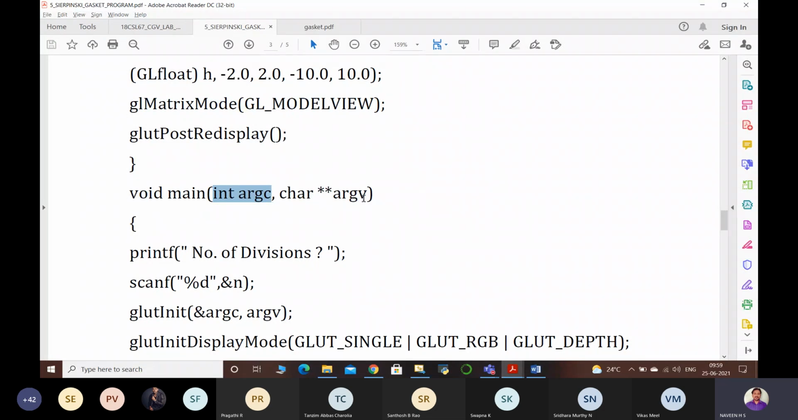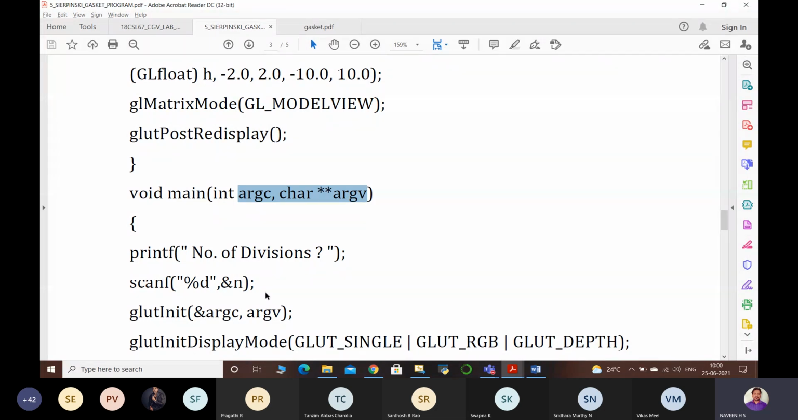It is nothing but a pointer vector array, so argv means argument vector array. What will it do? It will point to the values we have passed through the command prompt. It stores that information, and this argv, an array vector, points to those values. That is the meaning of these two parameters.